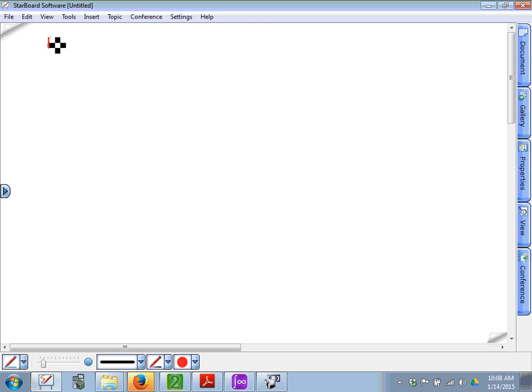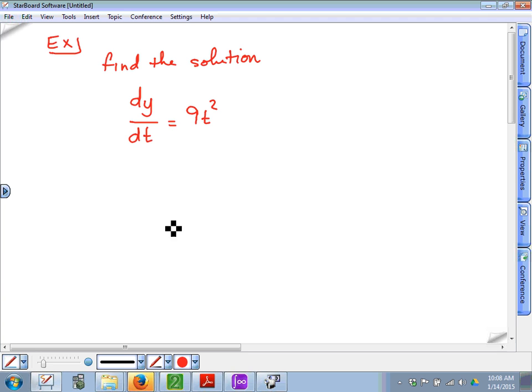Just kind of switch gears here. New example. This is a different section of your homework. This would be the directions. Find the solution. dy over dt equals 9t squared.